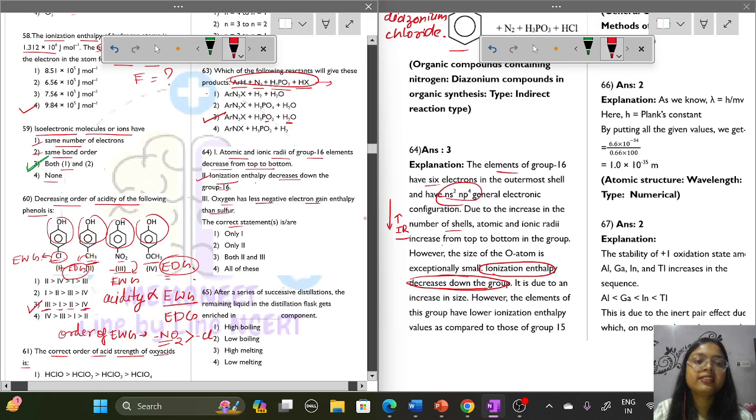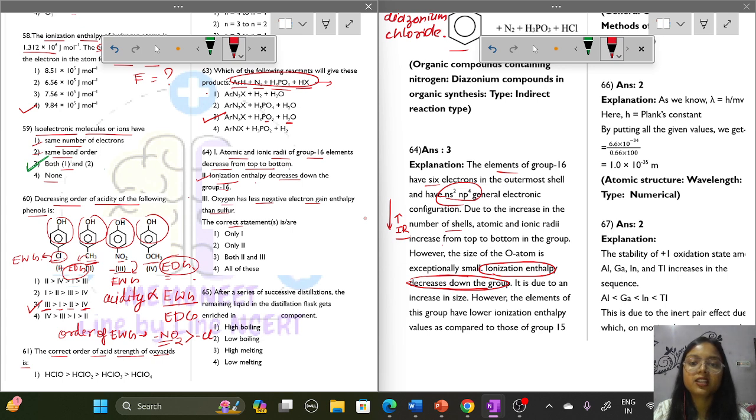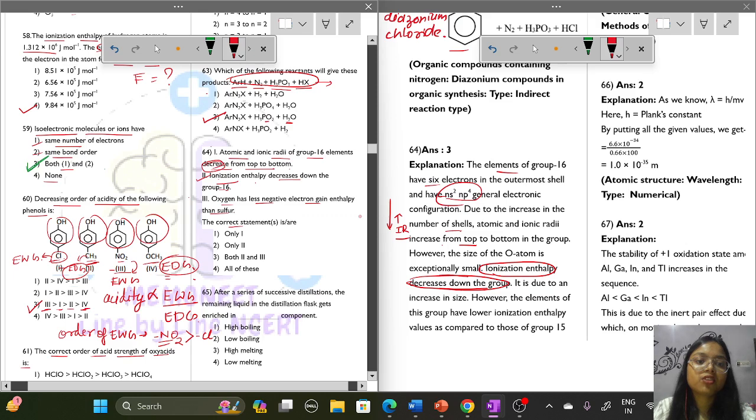Let's read the first statement also: atomic and ionic radii of group 16 elements decrease from top to bottom. It does not decrease; due to the increase in the number of shells, if the number of shells increases, the atomic and ionic radii will increase from top to bottom. But here it is given that it decreases, so option number 1 will be the incorrect one.